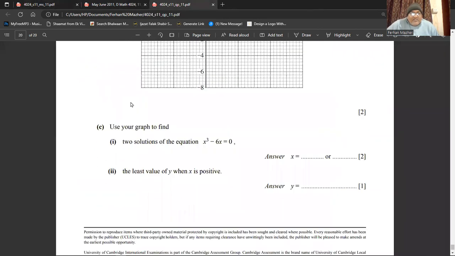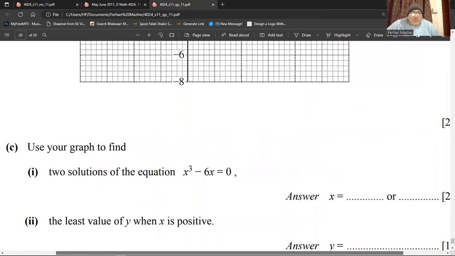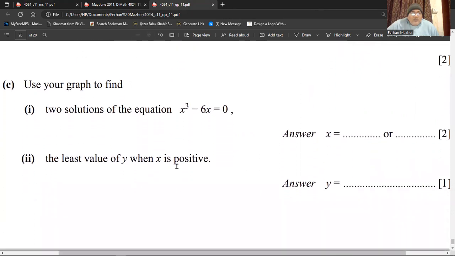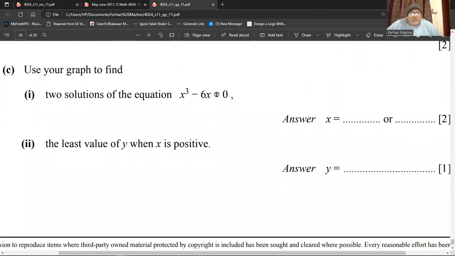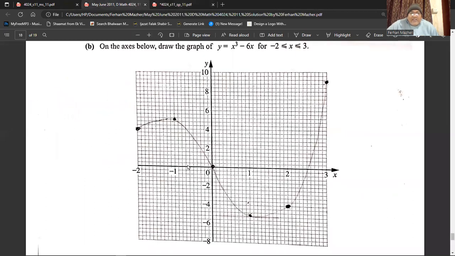Okay, then what they want us to do, use your graph. Use your graph to find two solutions of x cube minus 6x equals to 0. You see, this is the main equation whose graph you have already drawn. And whatever is on the left, just suppose y equals to this and draw that line. Y equals to 0 is already drawn here. So wherever your main graph cuts it, note down what is the x value.